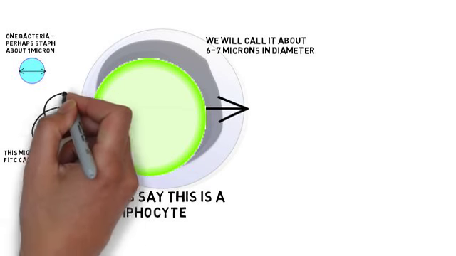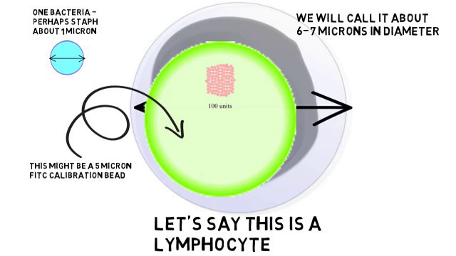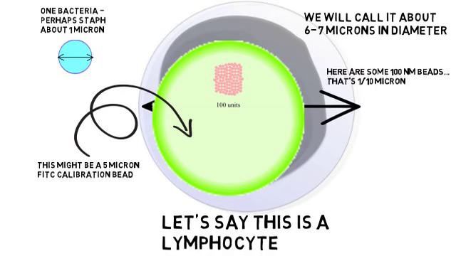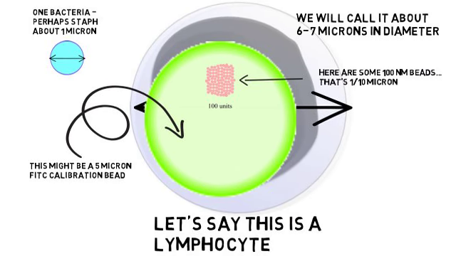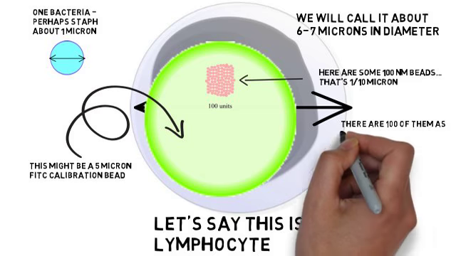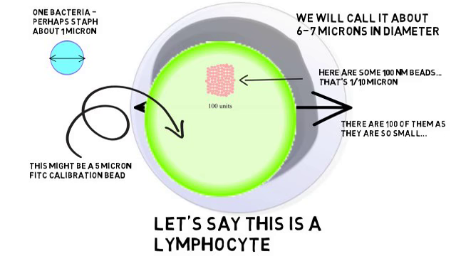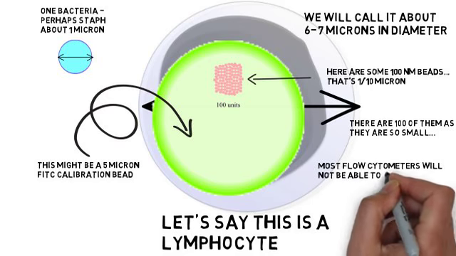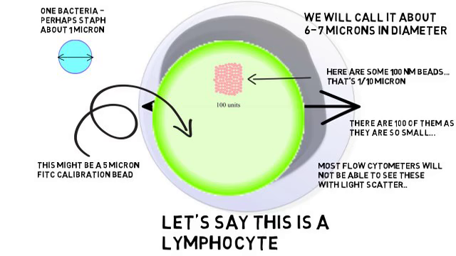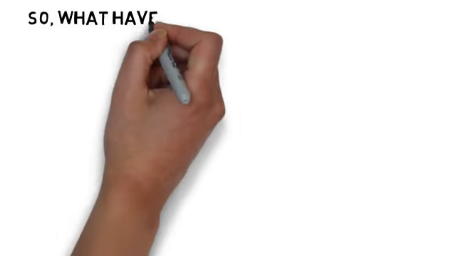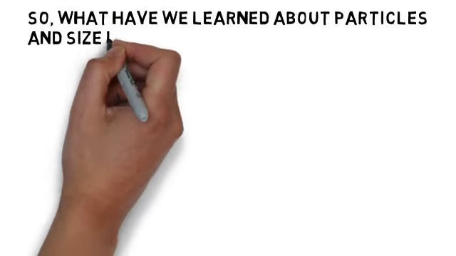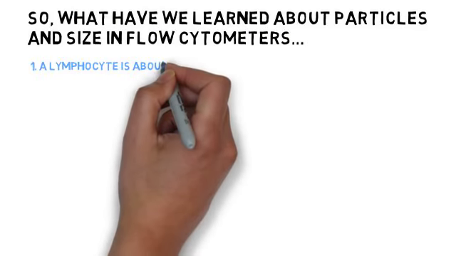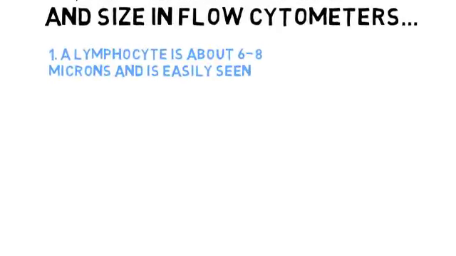Now if we were to place a 100 nanometer, that's 1/10 of a micron bead, on the screen, it would be hard to see. So here are 100 of these small beads. If you keep this in mind, it might give you a perspective on what a flow cytometer can and cannot see. The bottom line is that most flow cytometers will not be able to see these 100 nanometer particles with light scatter. It's pretty much in their noise region.